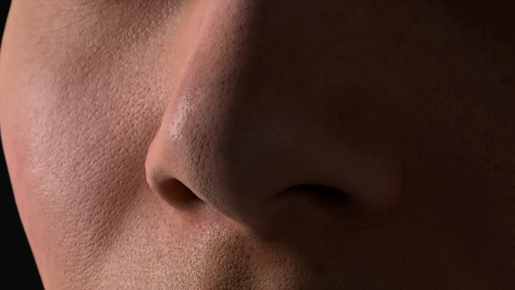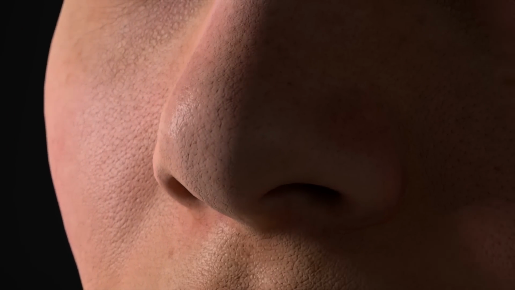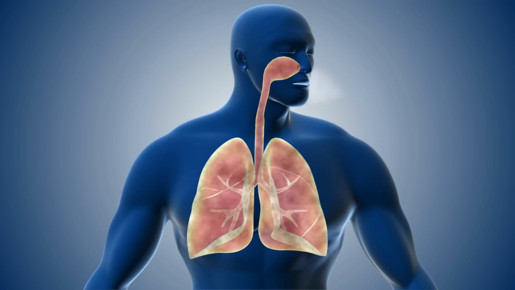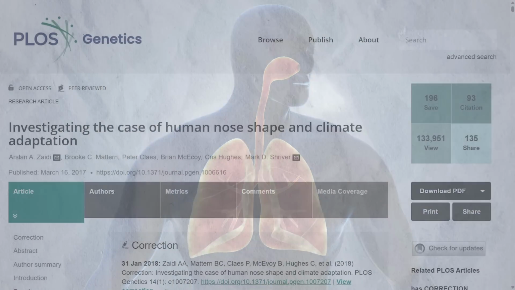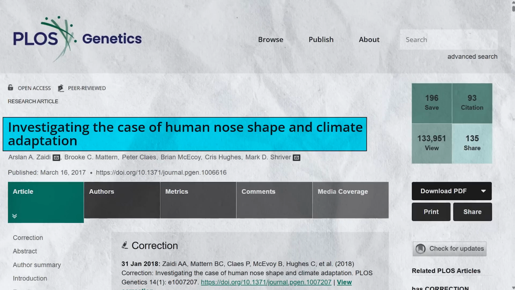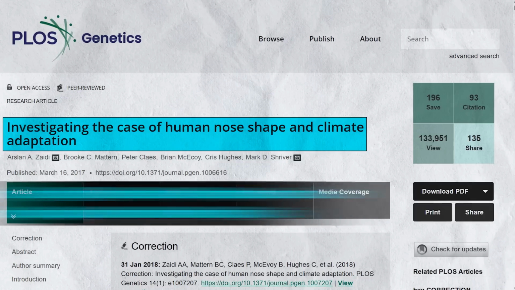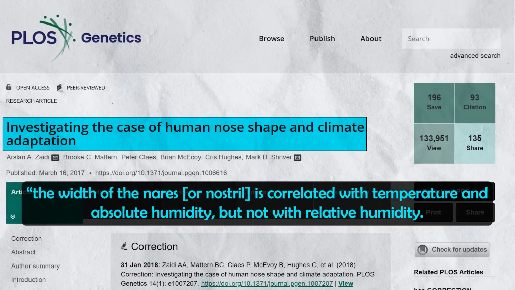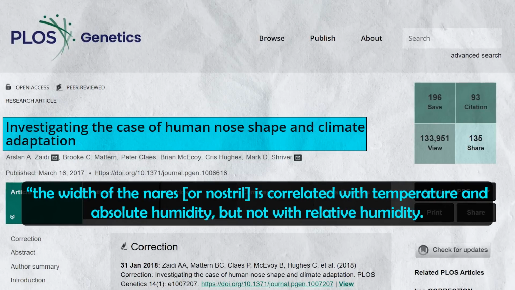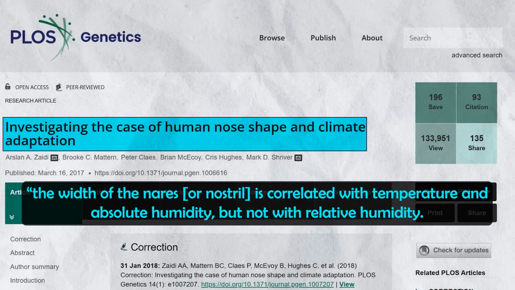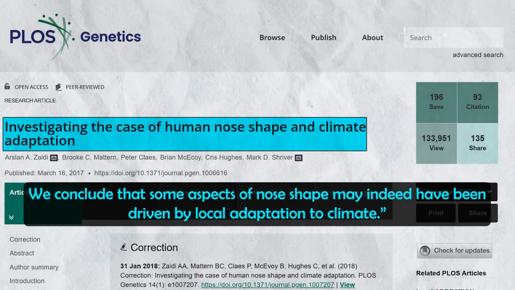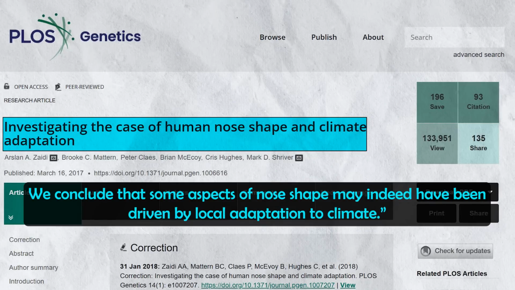And this leads us nicely on to the relationship between climate and nose shape and nose height, which does often vary because of climate. This is because an important function of the nose and nasal cavity is to condition air before it reaches the lower respiratory tract. A 2017 study published in PLOS Genetics looked at the relationship between the human nose and climate adaptation. They found that in general, the width of the nares or nostril is correlated with temperature and absolute humidity, but not with relative humidity. We conclude that some aspects of nose shape may indeed have been driven by local adaptation to climate.